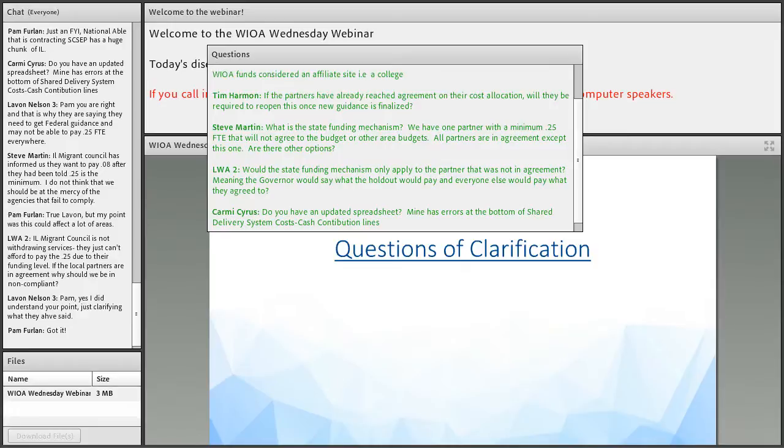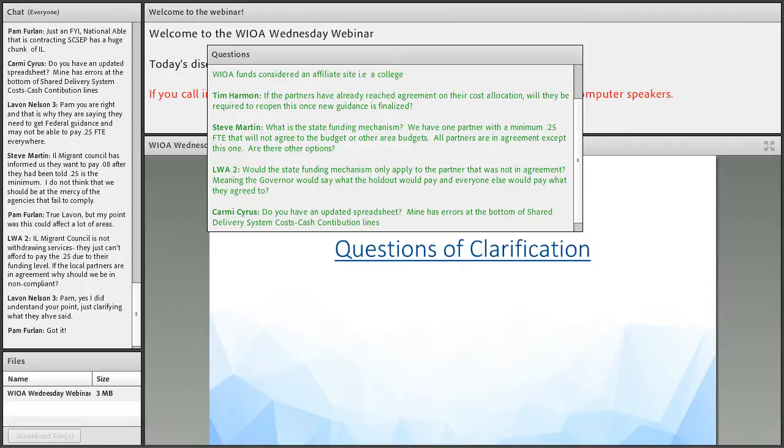Okay, there's another question. The Illinois Migrant Council has informed us that they want to pay .08 after they had been told .25 is the minimum. I do not think that we should be at the mercy of the agencies that fail to comply. We understand, Steve, and again, the guidance at this time is that local partners should negotiate with Illinois Migrant Council to see what can happen, but know that anything less than .25 would be out of compliance with the governor's guidelines.